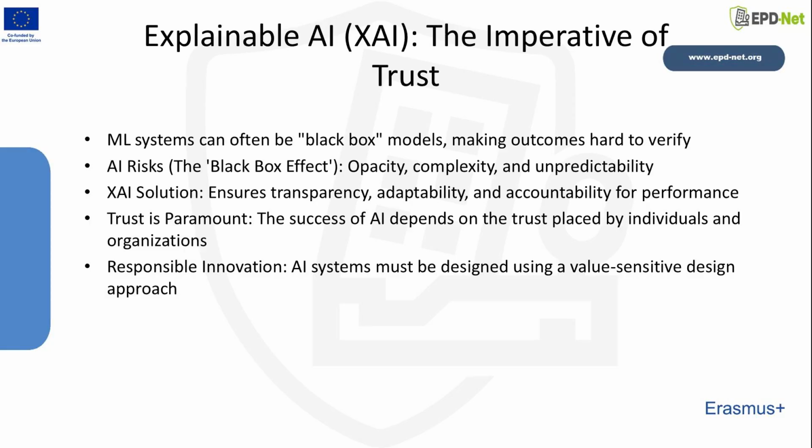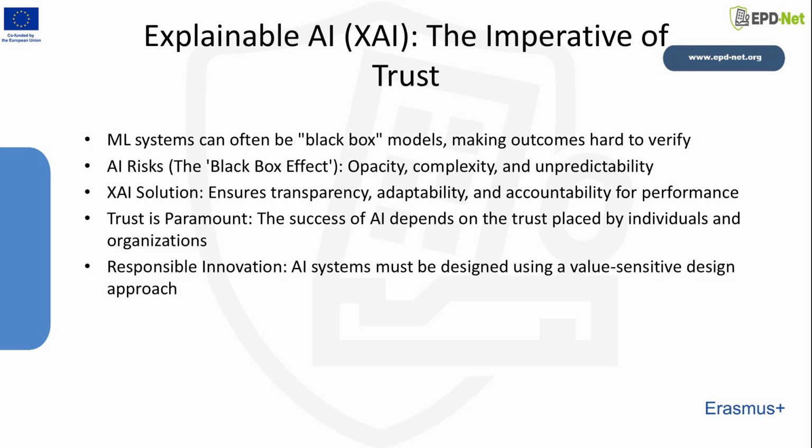As AI systems become more powerful and complex, particularly deep learning models, we face a critical challenge: the imperative of trust. We must acknowledge that ML systems can often be perceived as black box models, making their outcomes and decisions hard to verify. This challenge is encapsulated in the inherent AI risks, often termed the black box effect. These risks include opacity, complexity, unpredictability, and partially autonomous behavior. If we cannot explain why an AI system recommended a specific ecological intervention or predicted a certain flood risk, its utility and public acceptance diminish.